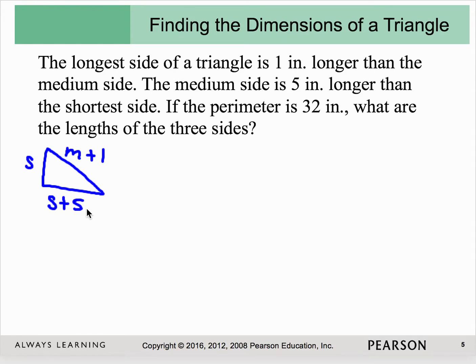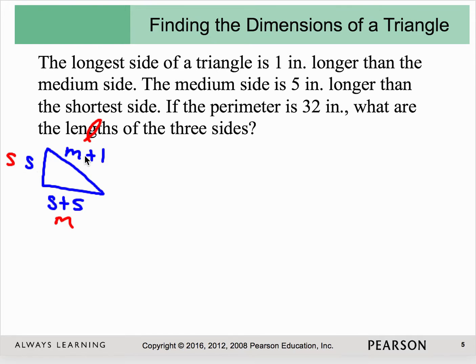Okay, now look at this. If I add these, because perimeter just means add up all the sides, right? So if I add all these together, I'm still going to have S's and M's. I can't solve that with S's and M's. Let's go back and think some more about this. The longest side of a triangle is 1 inch longer than the medium side. Okay, here we go. This is the longest side of the triangle. Okay, the medium side is 5 inches longer than the shorter side. And of course, this is the shorter side.